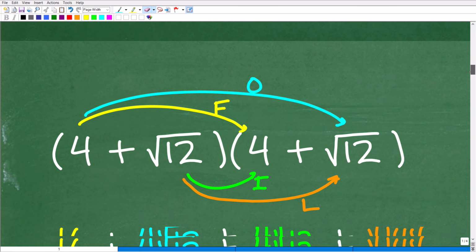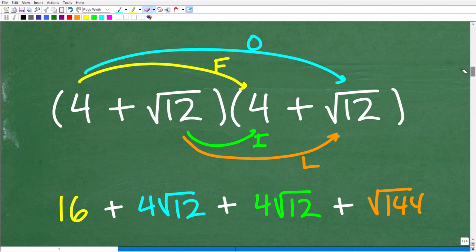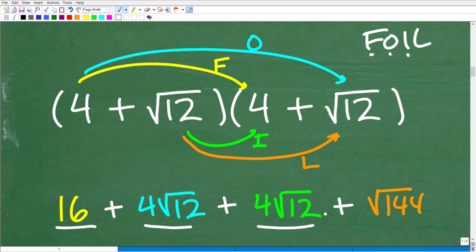So, the FOIL method in action. First would be what? 4 times 4, so that would be 16. That's the F. Remember, we're using this procedure, FOIL. So we just did the F. Now we're moving on to the outer: first, outer, inner, last. That's going to be 4 times the square root of 12, so I'll write that as 4 times the square root of 12. That's the O. Now we're moving on to I. The inner is going to be the square root of 12 times 4, which is 4 times the square root of 12.